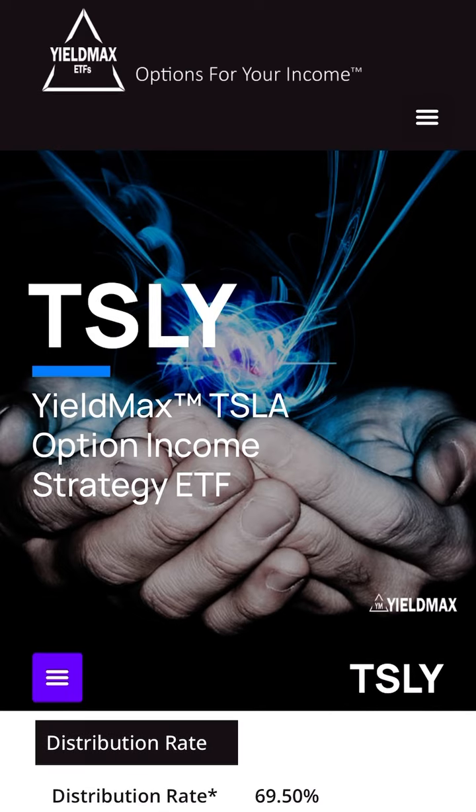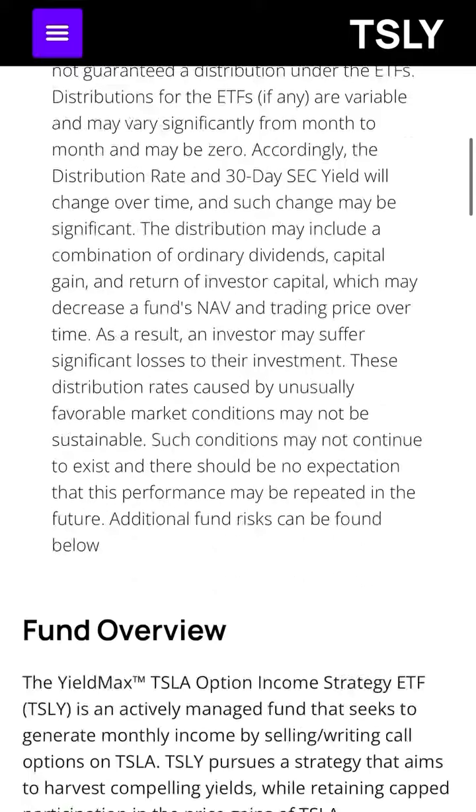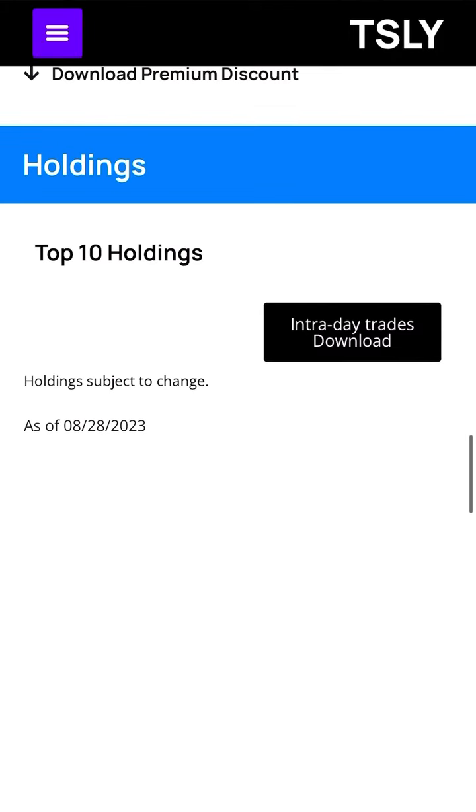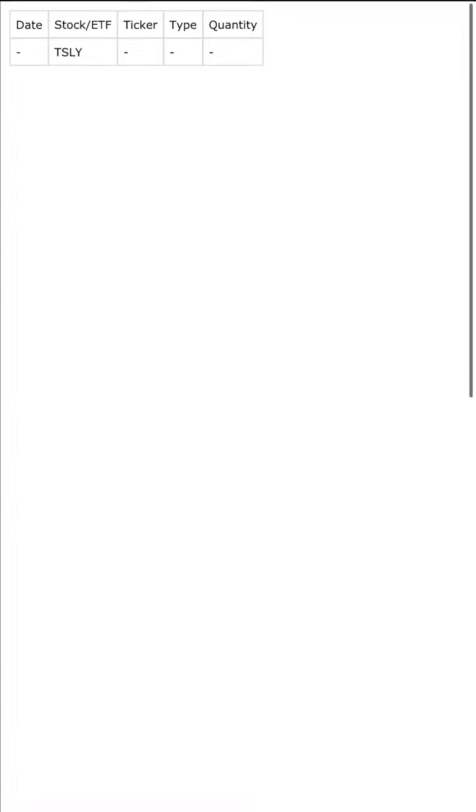There it goes. And obviously I'm just going to scroll down till you see the blue holdings section. And now from here, if you click this intraday trades, this will show you the current day trades if you wanted to track what they're doing on a daily basis, which I would highly recommend because, especially if you're invested in these funds, you want to know what they're doing with your funds.